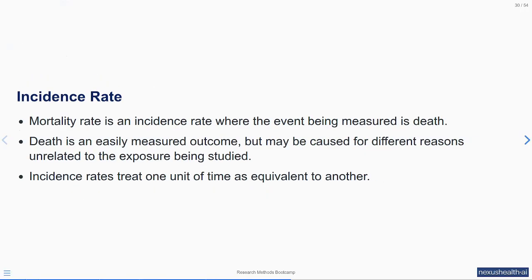Mortality rate is an incidence rate where the event being measured is death. Death is an easily measured outcome, but may be caused for different reasons unrelated to the exposure being studied. Incidence rates treat one unit of time as equivalent to another. I'm sure we have come across incidence rates.